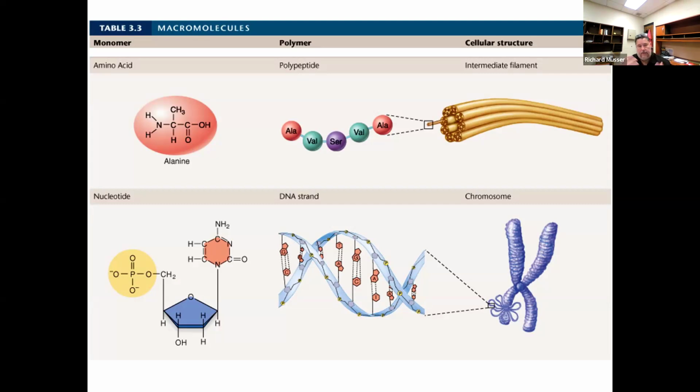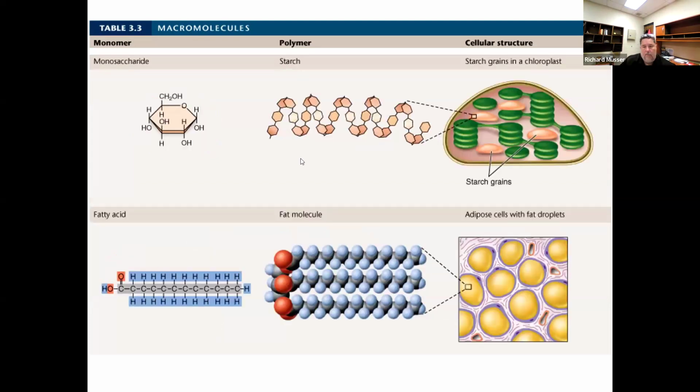Again, amino acids are going to lead to proteins. This is a quick summary. Nucleotides are going to lead to DNA that results in chromosomes when it's all coiled up. We'll get into that more in other classes. Carbohydrates are things like starches and cellulose. Lipids are going to be stored in fat droplets and fat cells, and they're going to be used for steroids and cell membranes.